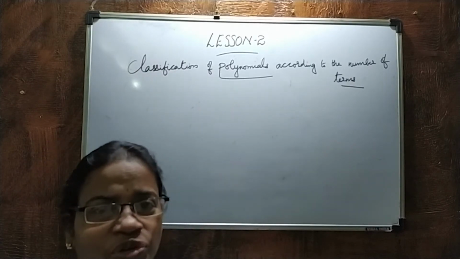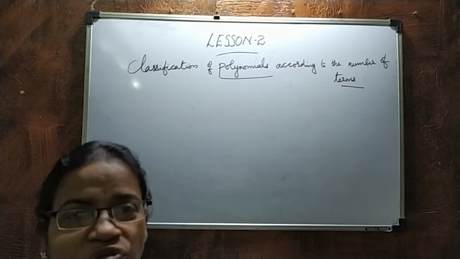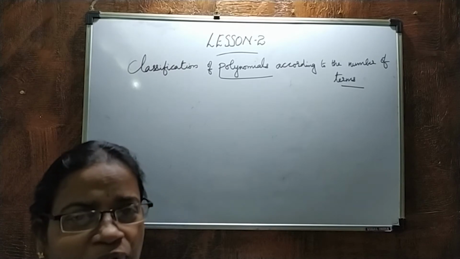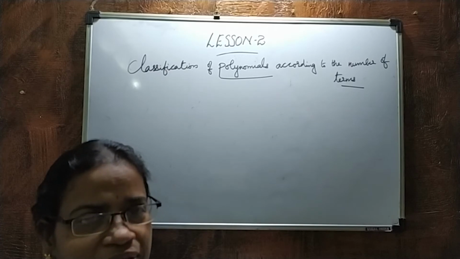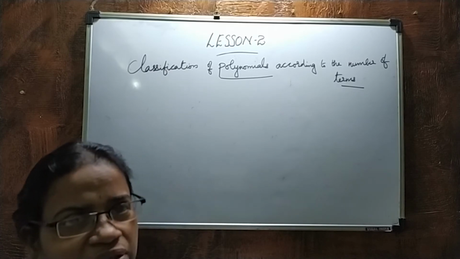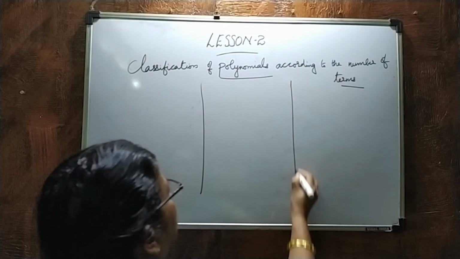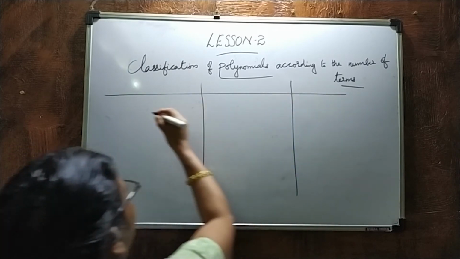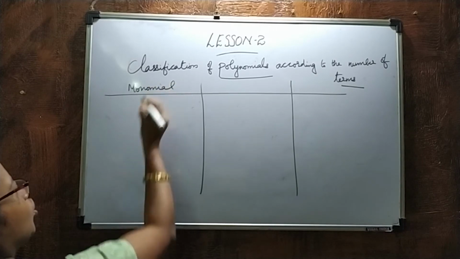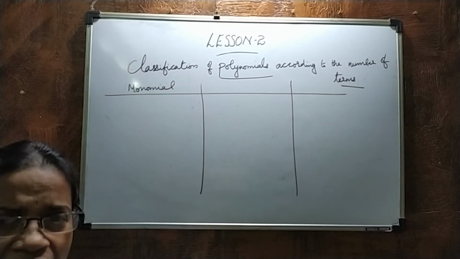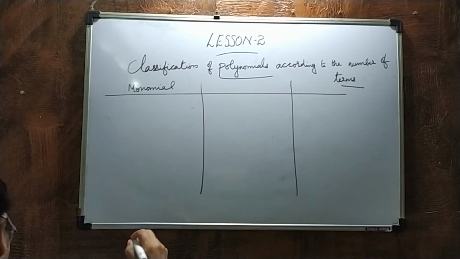The next thing we are going to learn is the classification of polynomials according to the number of terms. According to the number of terms, we already studied monomial, binomial, trinomial, etc. That again we are going to learn. First, monomial. Monomial means what? Monomial is a polynomial which has only one term.